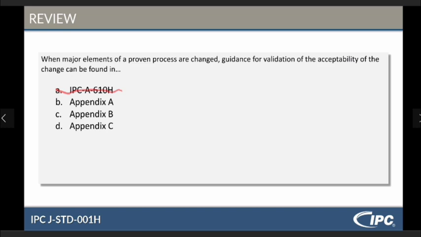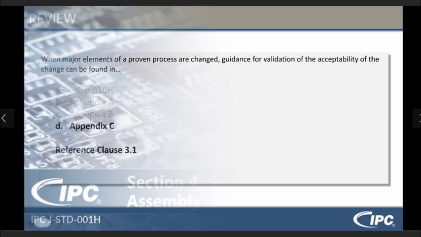Now what you could do in your PDF is search the words proven process, and it would have brought it right up. I'm looking at the actual hard copy book, so I don't have the search function, just my eyeballs. It's the second paragraph. When major elements of the proven processes are changed, flux, solder paste, cleaning media, solder alloy, soldering system, validation of the acceptability of the changes shall, for class 3, be performed and documented. See appendix C. So it is C.